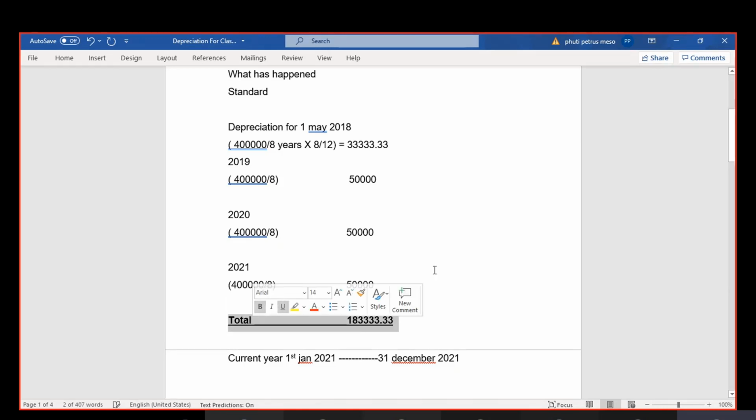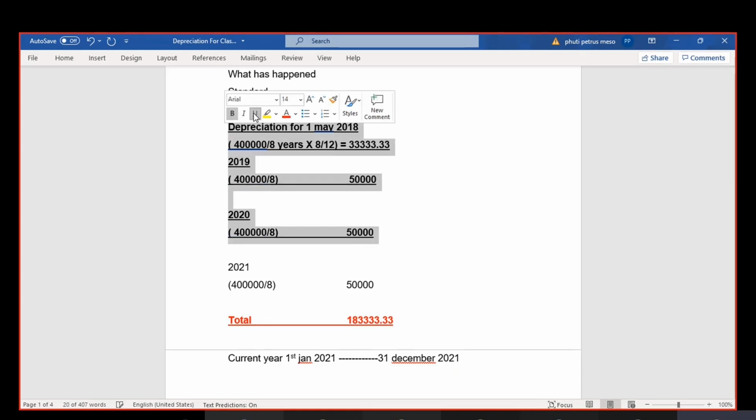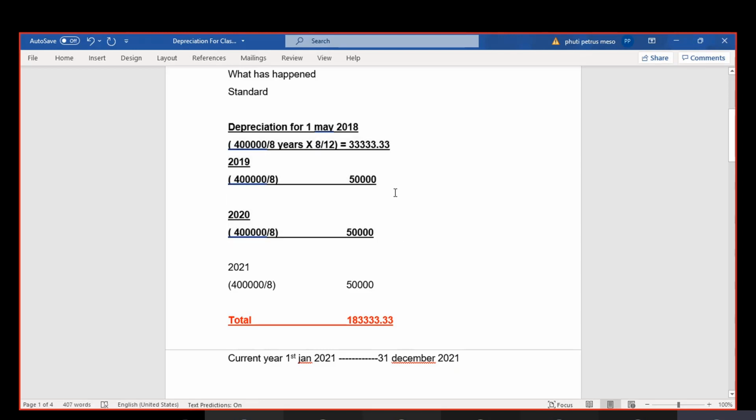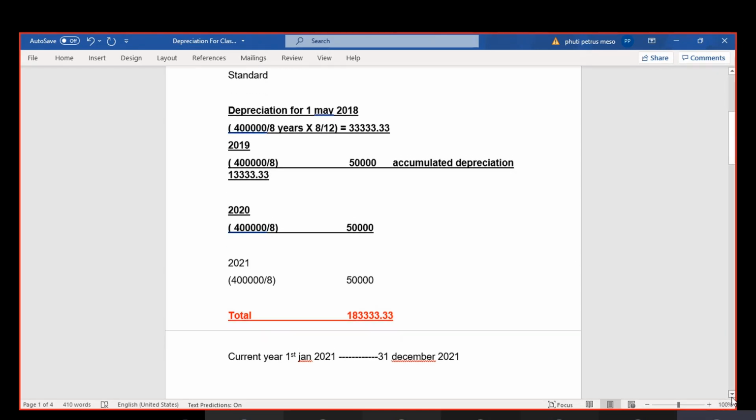Right, let me just give you a hint. Remember this. These three depreciation amounts, I'm just going to put it on the side, are going to be called accumulated depreciation. Agree? All of these three are going to be accumulated depreciation, because remember that the depreciation that happened in the previous years is called accumulated depreciation as and when we go by with the asset. Make sense? Okay.